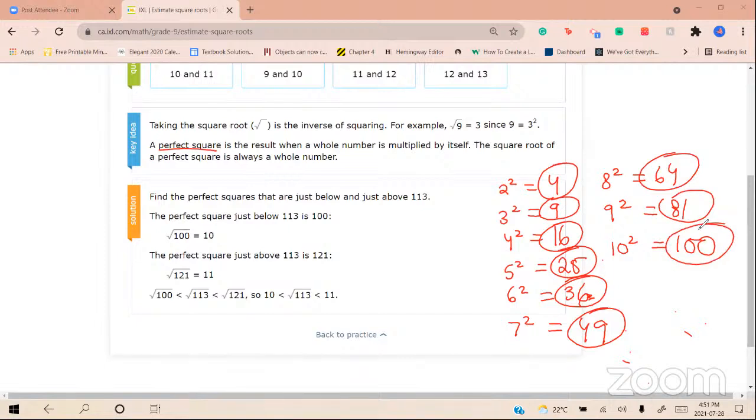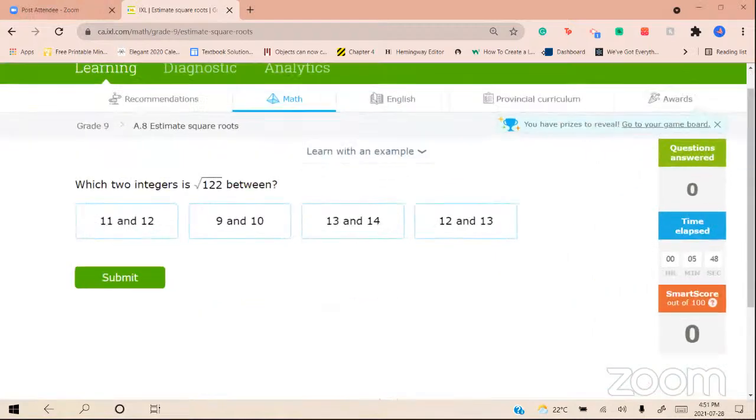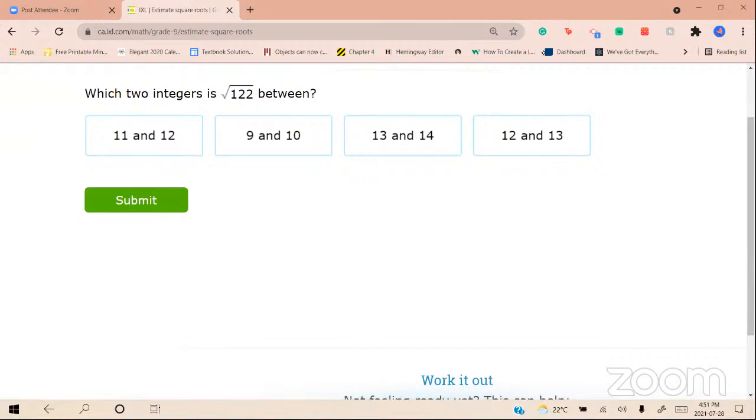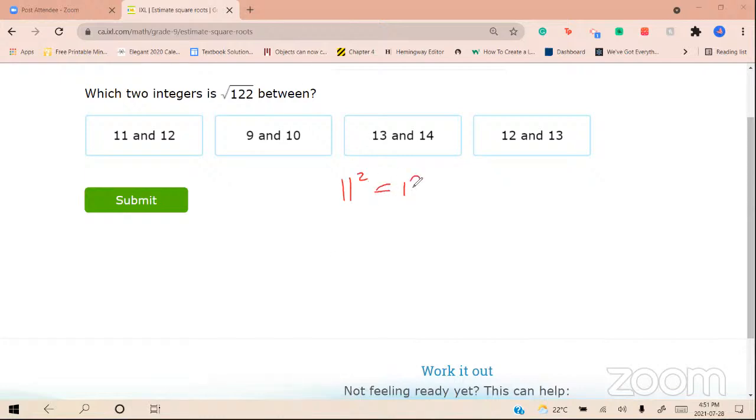Yes. Okay, so these numbers you kind of want to recognize. So now let's try the practice ones. Which two integers is the square root of 122 between? I don't think we did 11, but 11 squared is 121. But this is 122. So if it's a greater number, it should be between 11 and 12. Yeah, very good.